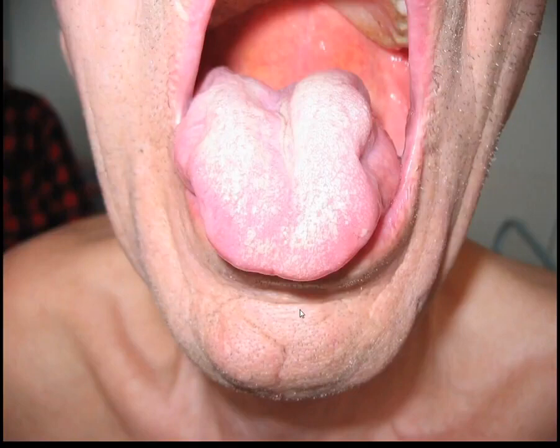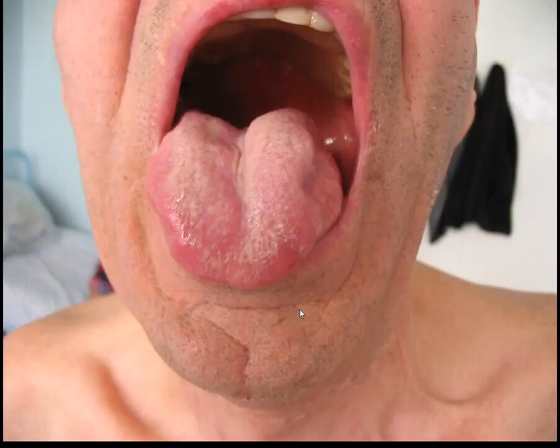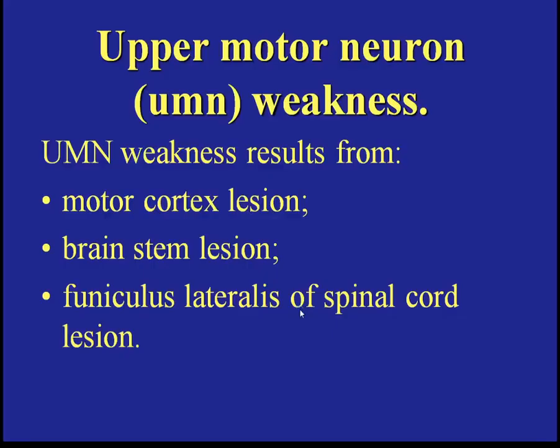The same picture, another patient, also with amyotrophic lateral sclerosis and atrophy of tongue muscles. Let's describe the clinical picture of upper motor neuron weakness. Upper motor neuron weakness results from motor cortex lesion, brain stem lesion, and lateral funiculus of the spinal cord lesion.